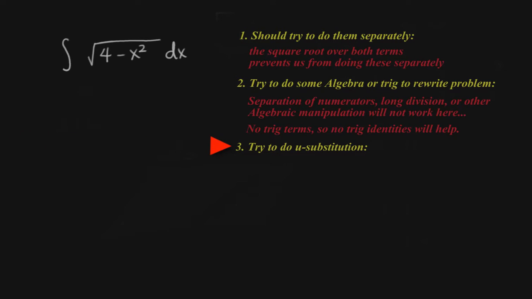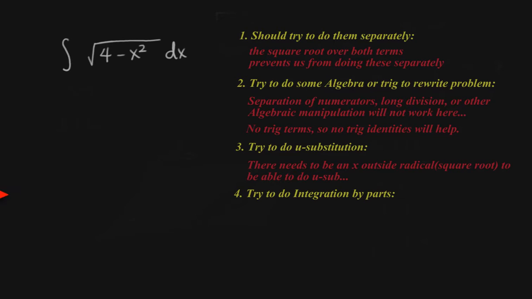And the next thing is u substitution. Well, the only thing I can really let u equal is this 4 minus x squared, and the derivative is negative 2x actually. And you would need an x term on the outside in order for that to work. So you can't do u substitution. So what we try is the next thing. And sometimes this next tool, integration by parts, might work.